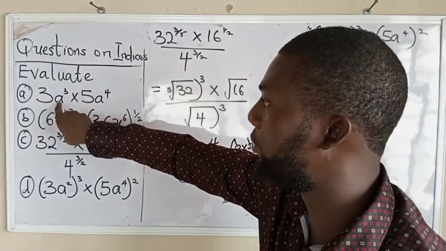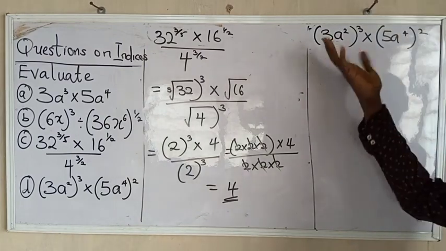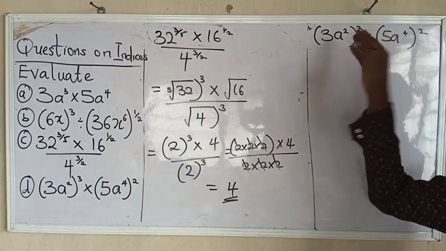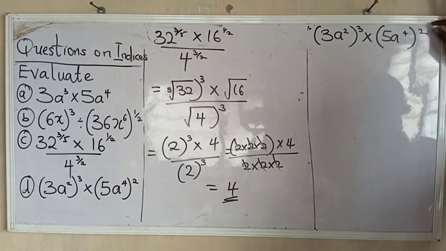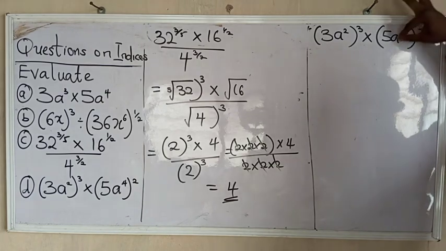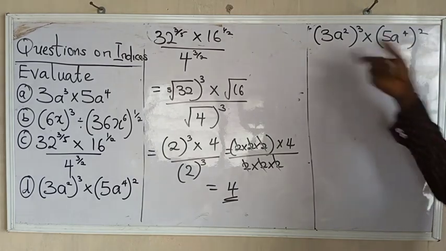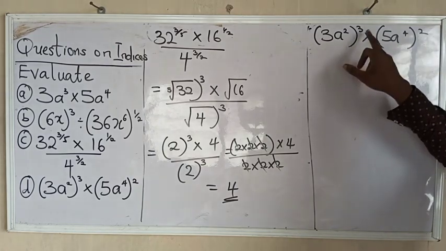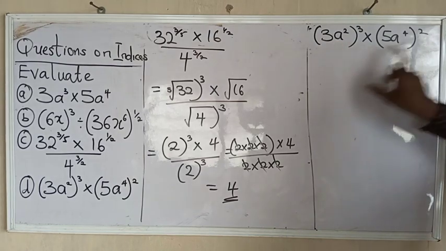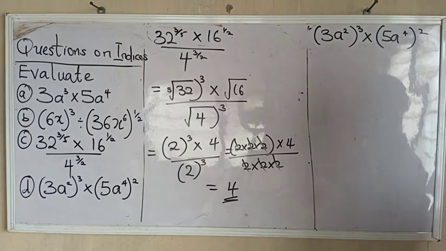You can see that the power is just focused on the letters. But in this case, the power is focused on everything that you can lay your hands on in the bracket. This one too is also a power, which distributes itself to everything you can find in this bracket. So this 3 distributes itself to 3 and a raised to power 2. This 2 here distributes itself to 5 and a raised to power 4.